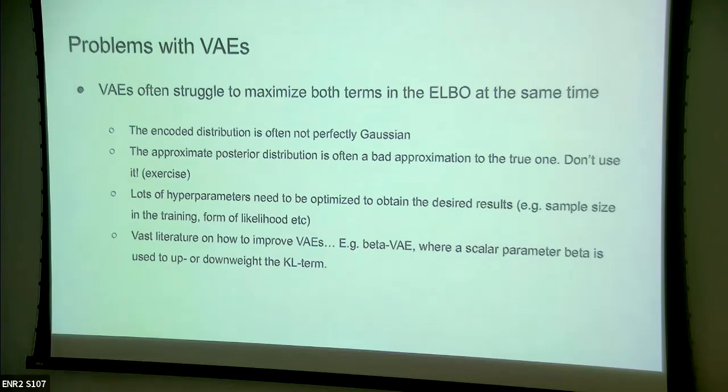All of these problems are well known, and because of this, there's actually a lot of literature on how to improve VAEs. It's almost too much for a beginner. One of them that I want to point out, which I think is probably one of the most common and easy ones, is a beta VAE, where we use just a scalar parameter beta during the training to either upweight or downweight the regularization in the KL term in the ELBO.